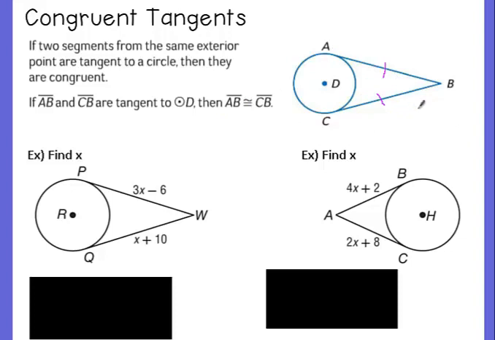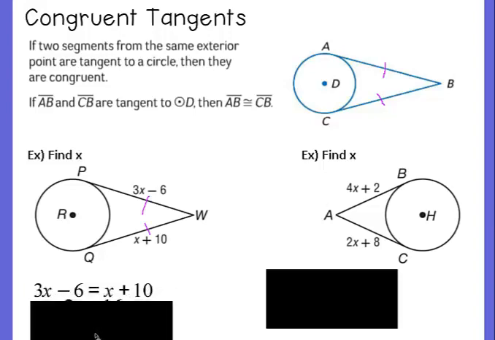So go ahead and pause your video, finish copying that down. On our example, hop on over to the examples page. I see that PW and QW are tangent to the same circle, both tangent to circle R. They intersect at point W. And so that means that we can set them equal to each other. PW should be equal to QW. They're congruent. I can set them equal, and I can set up an equation.